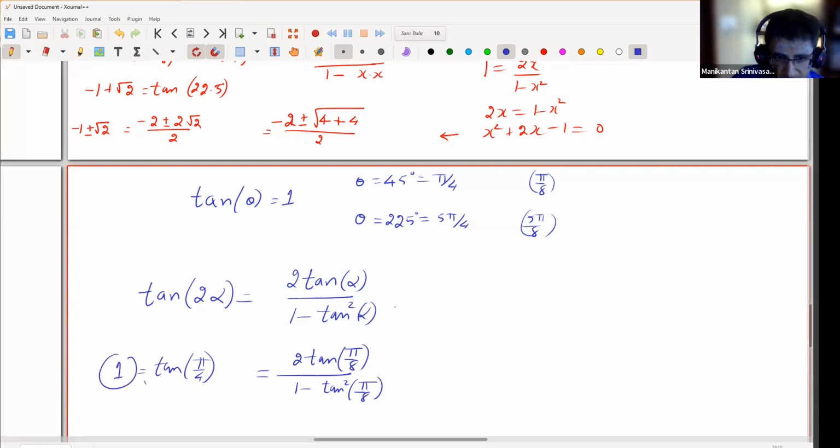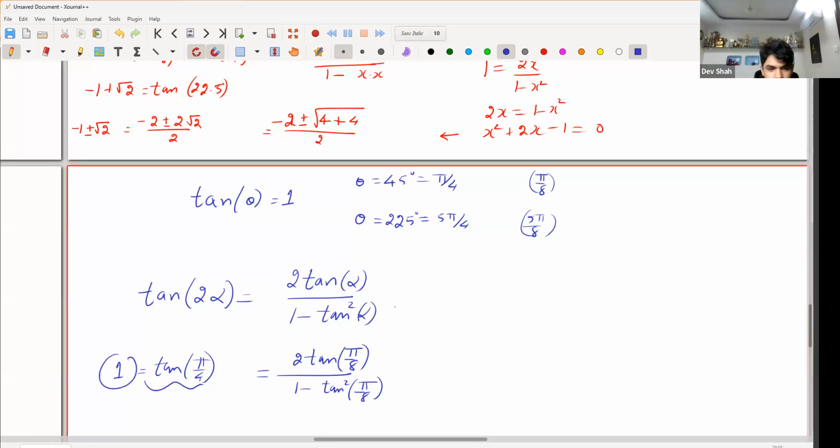So you're using tan of 2 alpha to find tan of alpha. What I'm trying to illustrate is that it's not always the lower angle that is known and the double angle unknown. Sometimes the double angle is known, 45 degrees is known, but 22.5 degrees is not known, and I can use this to find it.